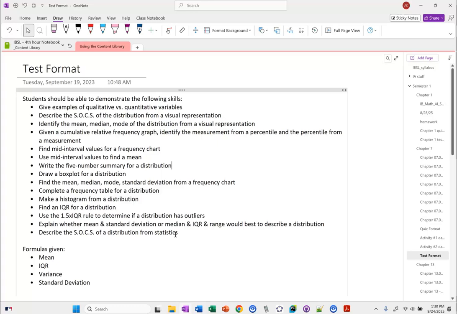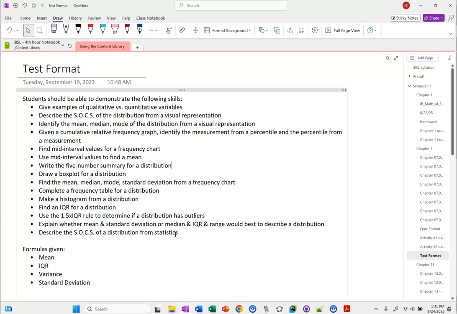Find a mean, median, mode, standard deviation from a frequency chart. I think we did that in the activity and then again on the most recent quiz. That went pretty well. Create or complete a frequency table for a distribution. We did that on quiz 1, right, where you had the two-way table. Make a histogram from the distribution. We did that on the quiz 1. What do you have to remember about histograms? The bars touch. Make sure you label your axes.